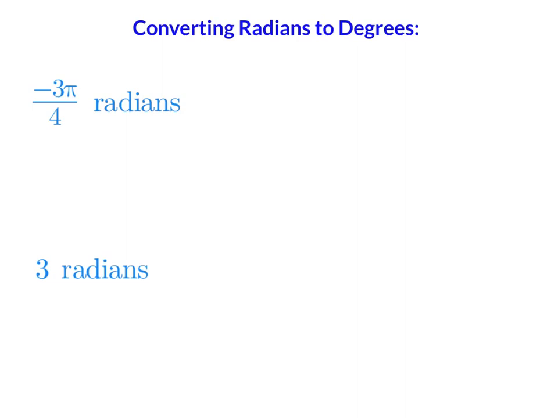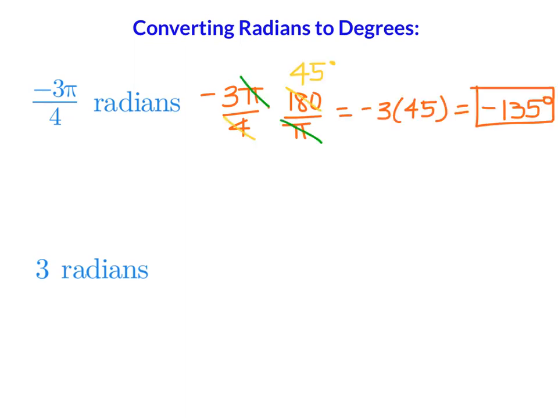All right, 2 more. Let's convert negative 3 pi over 4 radians to degrees. I set up my multiplication by 180 over pi. Next, I'm going to try to cancel. So the pi's go away, the 180 over 4 turns into just 45, and negative 3 times 45 is negative 135 degrees. So last example is converting 3 radians without a pi in it to degrees.